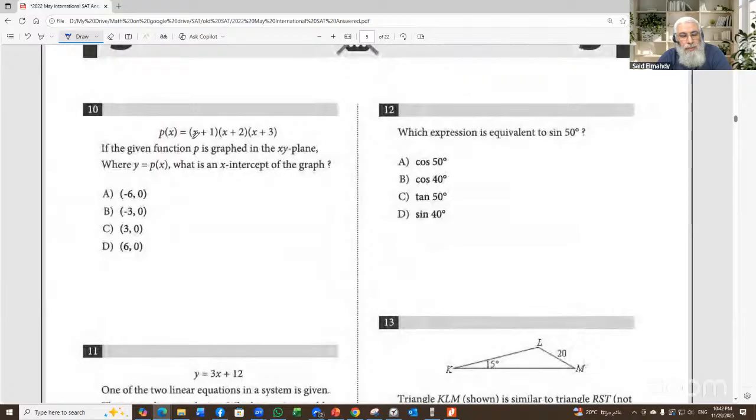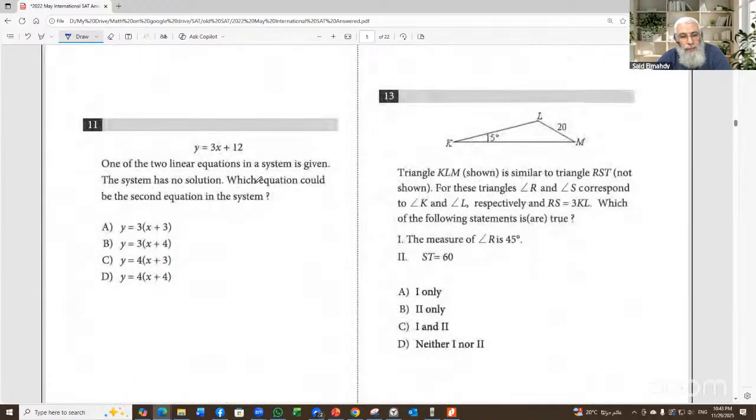P of x equals x plus 1 multiplied. So x plus 1 means that we have a factor with solution x equal to negative 1. And x plus 2 means that we have solution x equal to minus 2. And x plus 3 means that we have solution x equal to minus 3. What is an x-intercept? So the x-intercept is minus 3. And this is incorrect.